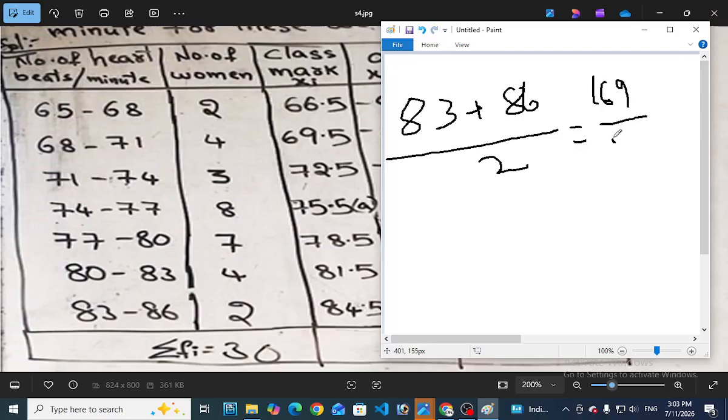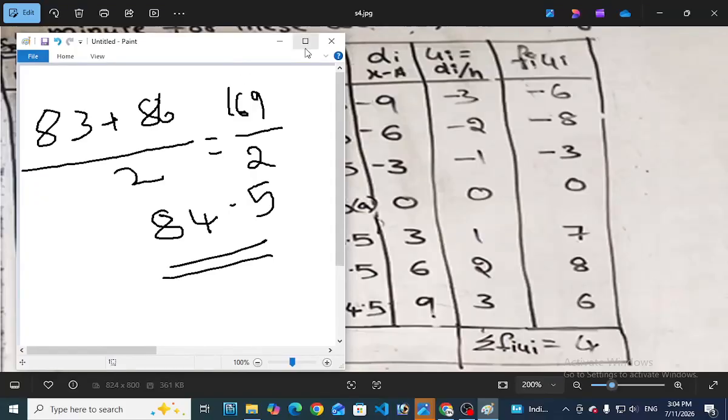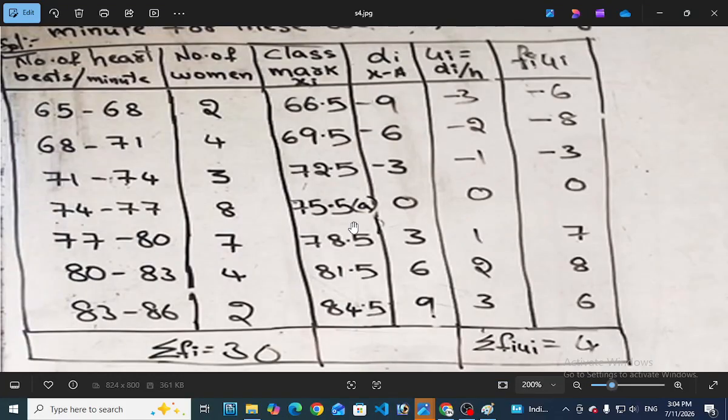169 by 2. 2 8s are 16, 38.5 is 10. So 84.5 is the next class midpoint. So we are taking the next class midpoint, that is 84.5, as the class mark for 83 and 86. After finding the class marks, we are observing the class marks are of a larger size.